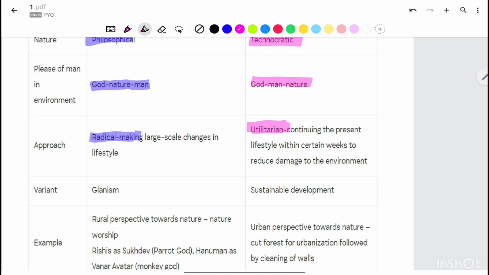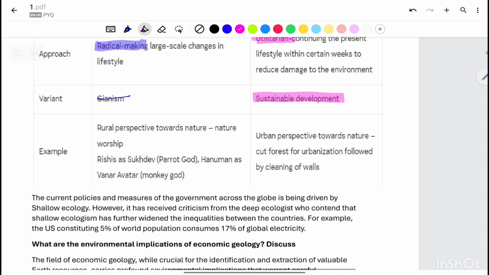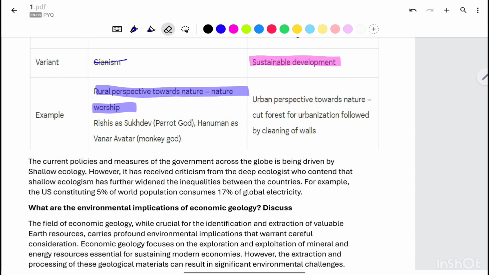This is utilitarian. This is radical. Gaianism is earth. And here you speak about sustainable development. Rural perspective towards nature worship. Now, urban perspective towards nature. This is a rural perspective, and this is an urban perspective towards nature. Cut the forest for urbanization, followed by cleaning of the walls.